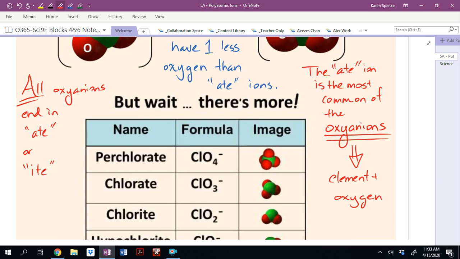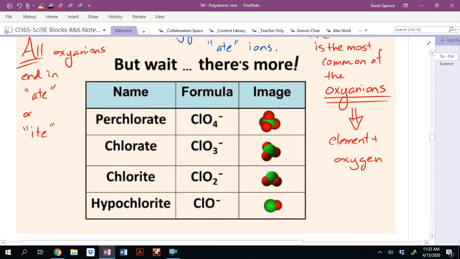But we run into a little problem because there's more versions of chlorine-based oxy anions. We don't just have the 3 and the 2. We also have oxy anions based on chlorine that have 4 oxygens and 1 oxygen. You see there's no subscript there, there's a 1. So what happens is we add on some prefixes. If you have one more oxygen than the ate, you add the prefix per.